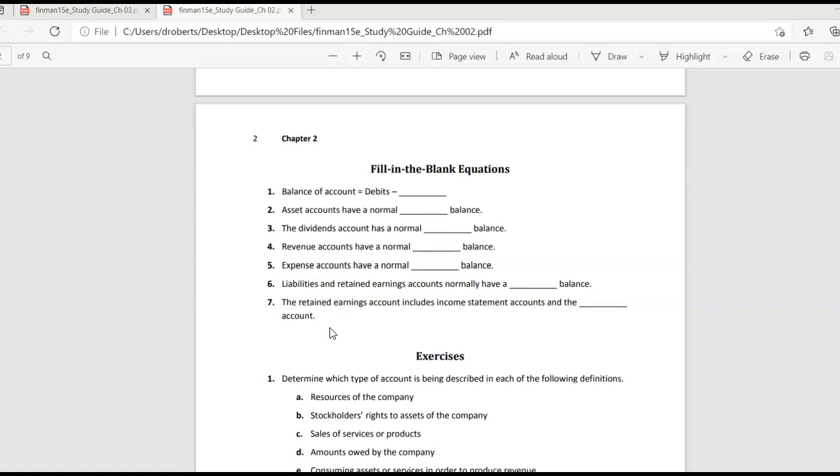Number 6, liabilities and retained earnings accounts normally have a blank balance. 2 seconds. Liabilities and retained earnings have a normal credit balance. Number 7, the retained earnings account includes income statement accounts and the blank account. Now this one here is kind of vague in its presentation, so I'm going to give you 3 seconds to answer. If you said dividend account, you are correct.